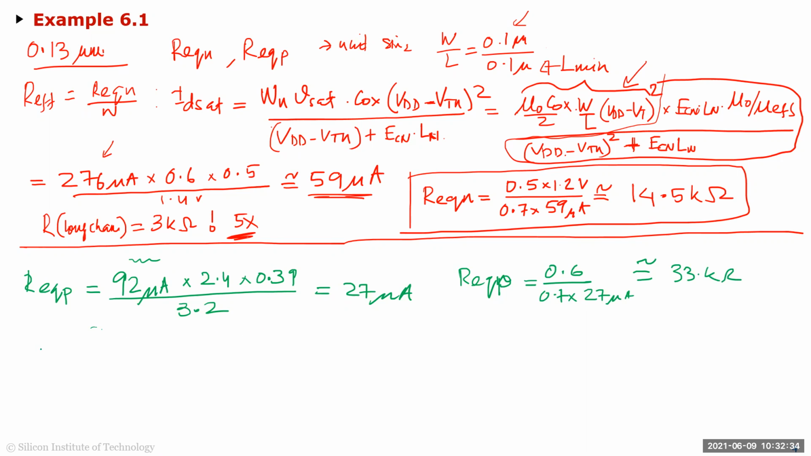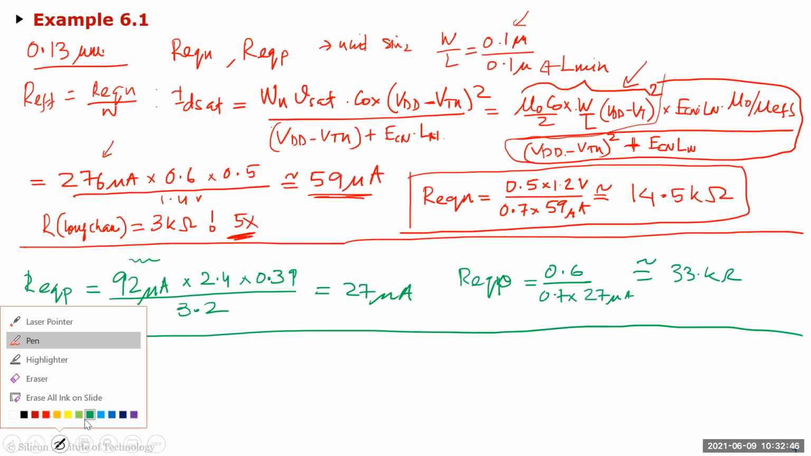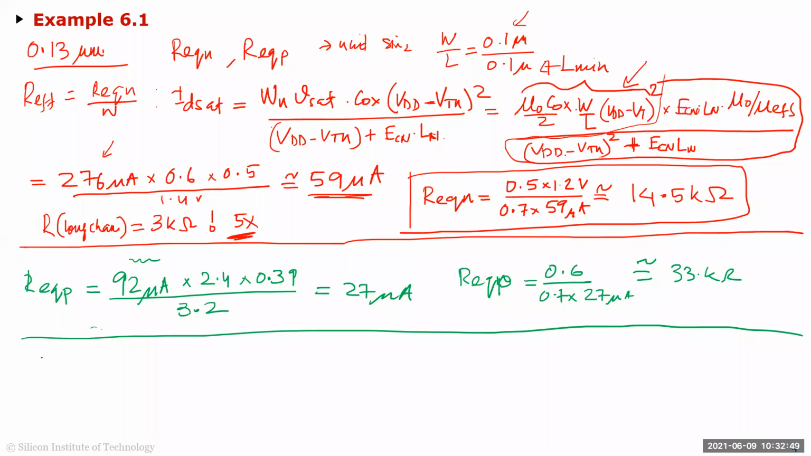So in other words, you can write this as REQN is 14.5 kilo ohm per square, right? Because this is like sheet resistance now, and then REQP is like 33 kilo ohms per square.